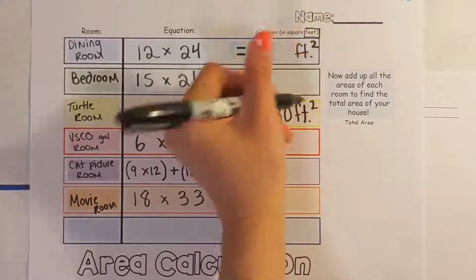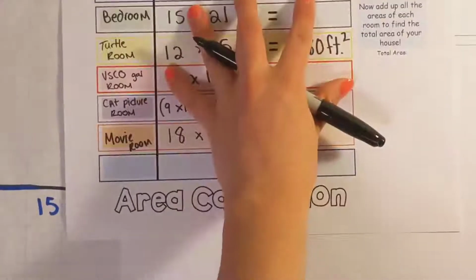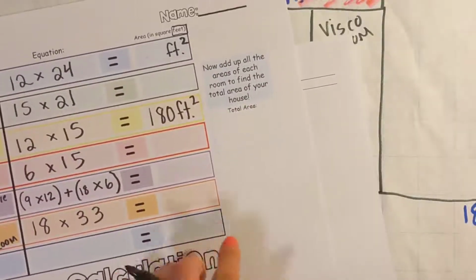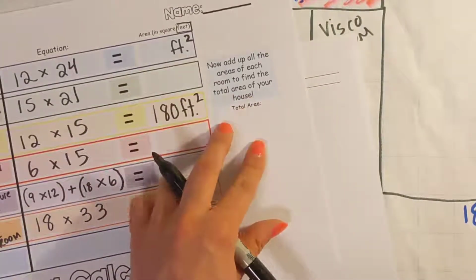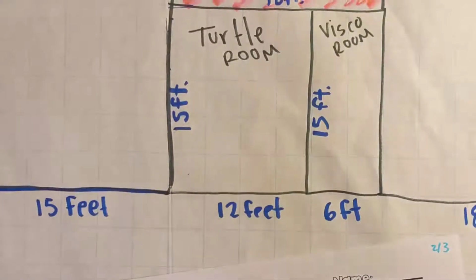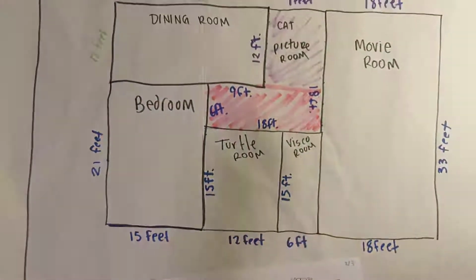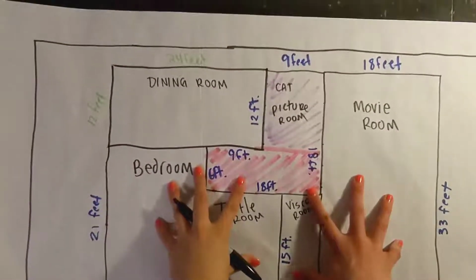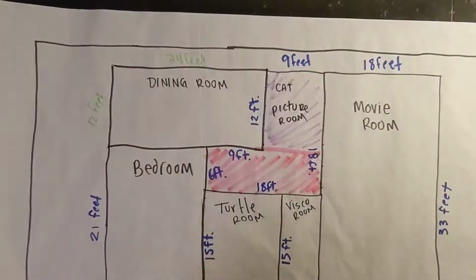Period, square. So you're going to find the area for each room and then total up the area of your entire house. And that'll give you the total of all the rooms together, not counting the yard because we're going to do the yard later.